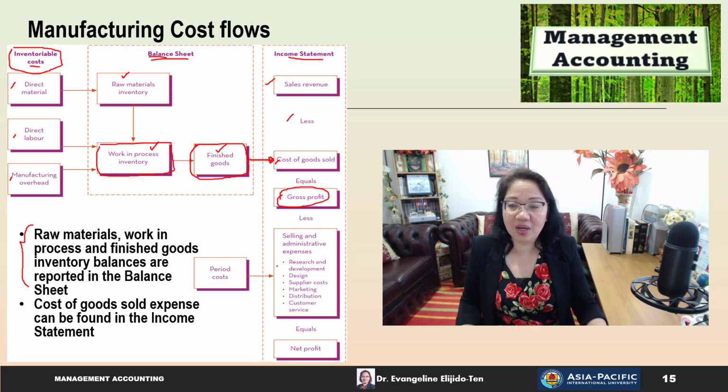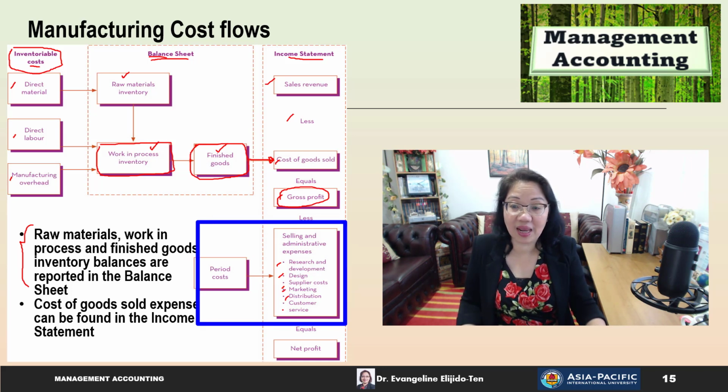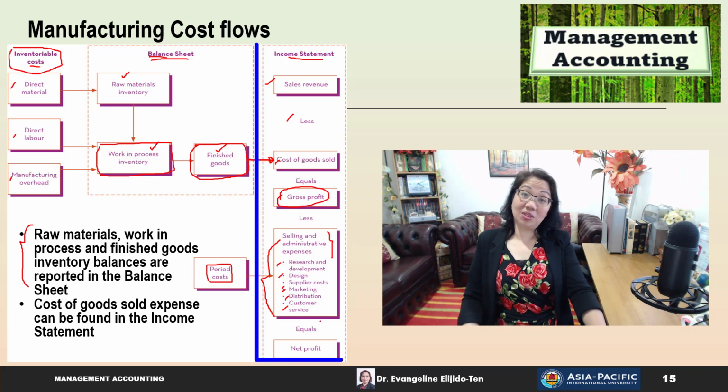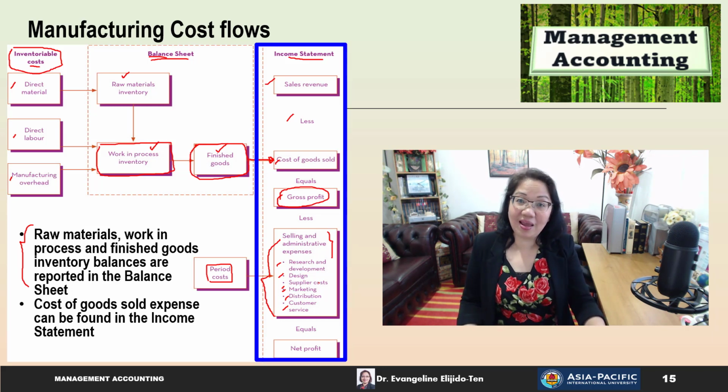Now, what about those upstream and downstream costs in the value chain? Do you remember the research and development costs, the design costs, the supplier costs, the marketing, distribution, and customer service? All those costs are actually shown in the income statement as part of period costs, the expenses. All right. So they are your selling and administrative expenses. And once you've deducted the selling and administrative expenses from the gross profit, you get the net profit.